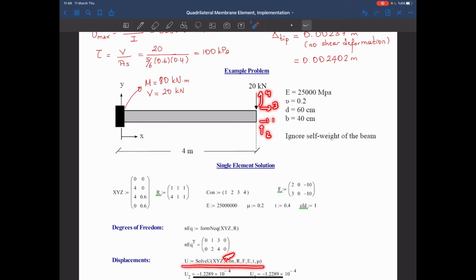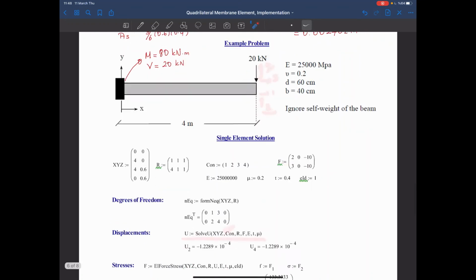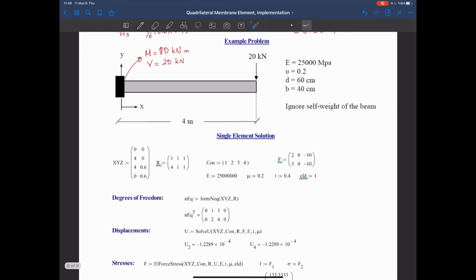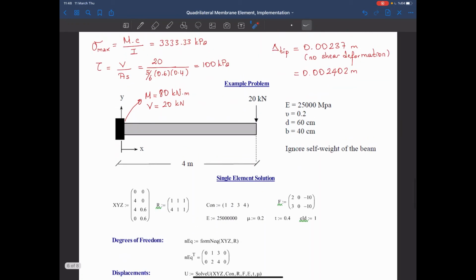Then I'm doing the solution. I'm looking at the displacements at degrees of freedom 2 and 4. So these are the displacements. As you see, the displacement is 1.23 times 10 to the power minus 4, which is almost 20 times smaller than this value.